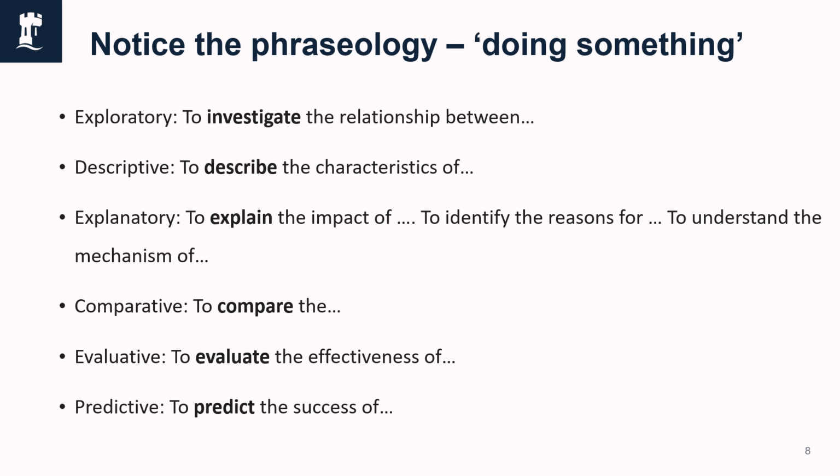So the precise terms that you might choose to use depend a little bit on what it is that you're going to do, but notice here the sorts of things that we might say: to investigate, to describe, to compare, to predict. They're about doing things. So these are examples of the sorts of ways in which you might begin to phrase your individual objectives.